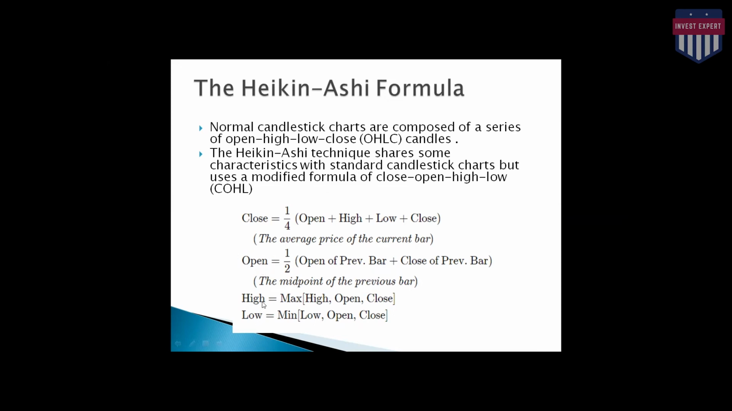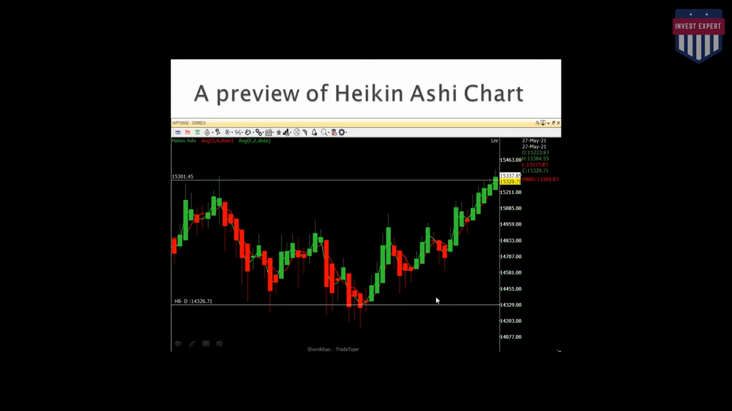Okay, and high is not the actual high, it is the maximum of either high or open or closing prices. Okay, and low is the minimum of low, open and close. Okay, see how it is important for us and why we should see the Heikin-Ashi chart in comparison with the candlestick chart. The Heikin-Ashi chart gives a little deeper sense of the change of direction.